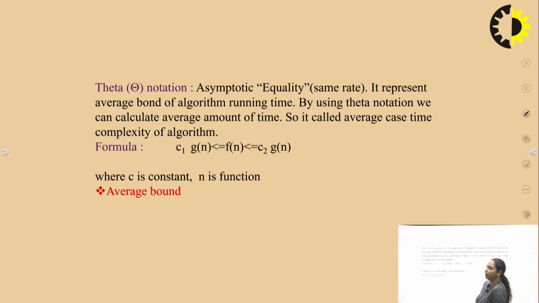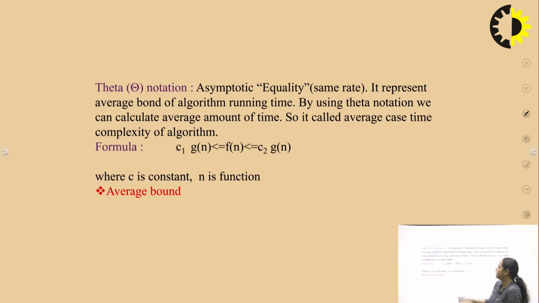Next, we have the theta notation. What is theta notation? Asymptotic equality, that is when we are talking about the same growth rate. It means there is no major difference; the growth rate is constant or the same. That is theta notation. We always use theta notation whenever we are calculating the average runtime of the algorithm.